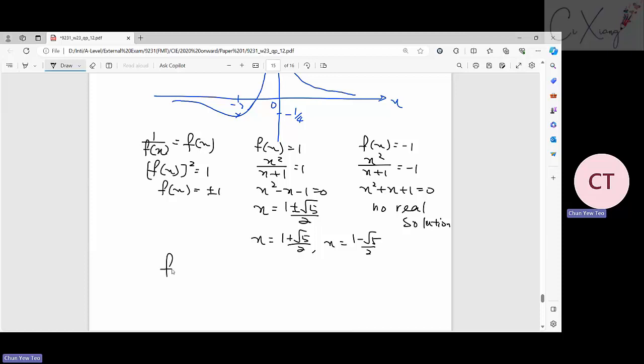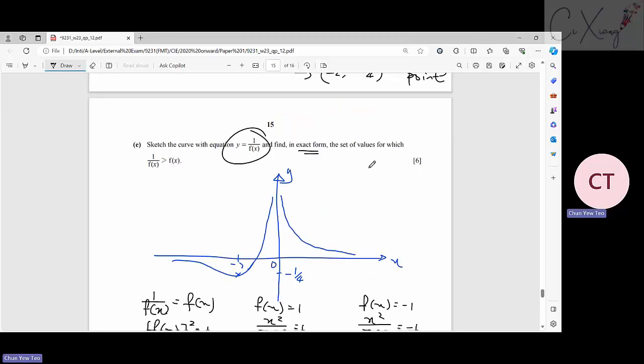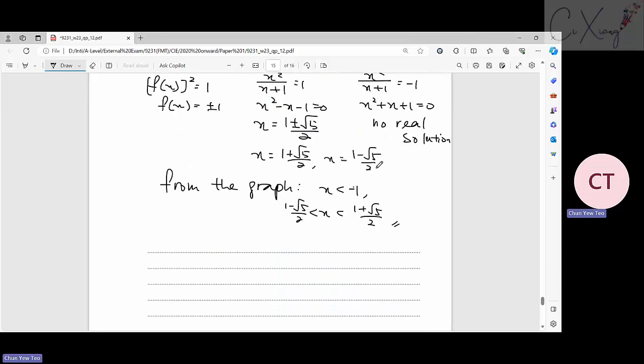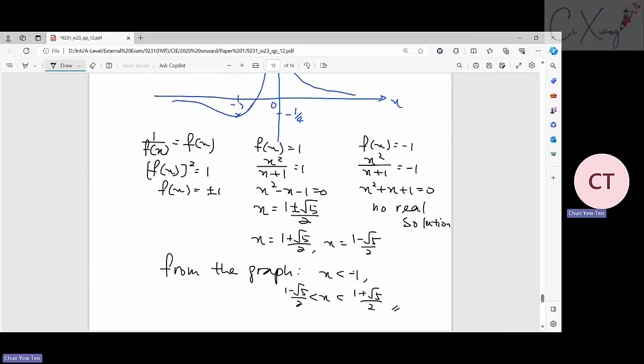So from the graph, you have x less than negative 1 and x between 1 minus square root 5 over 2 and 1 plus square root 5 over 2. That will be the answer for the set of values that fulfill the inequality. Just like that. Done. So that will be the last question over here, and I'll stop the video here.